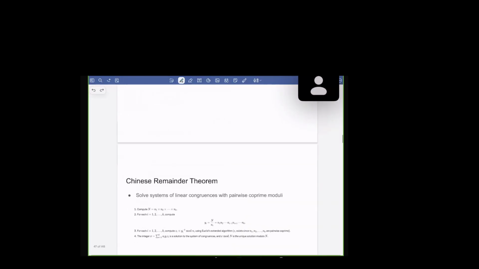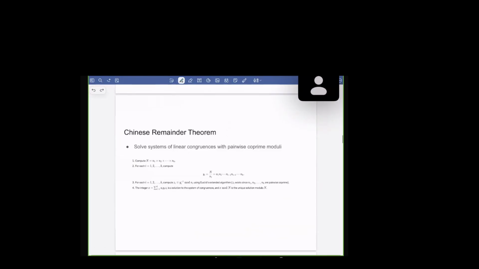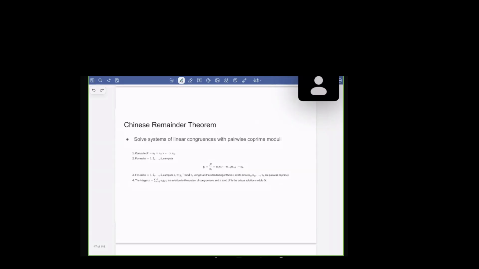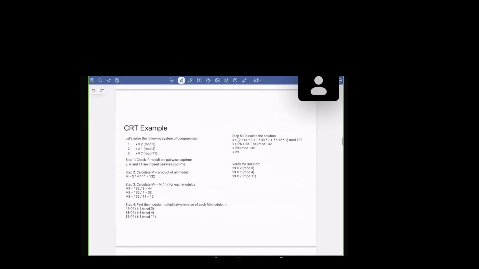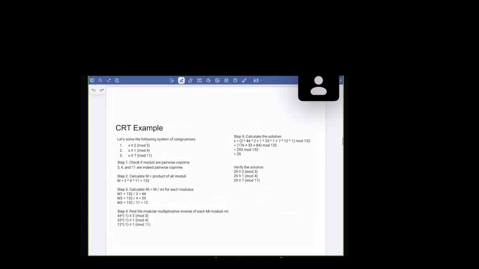All right, and then this is the general idea of how the Chinese remainder theorem works. And then we also have a quick Chinese remainder example. I will go through this really quick. So the idea is you take the moduli and check that they're coprime first, because you can only use the CRT when they are coprime. And then you calculate the product of all of these moduli. They call it M, and you multiply them all together, and that is 132.